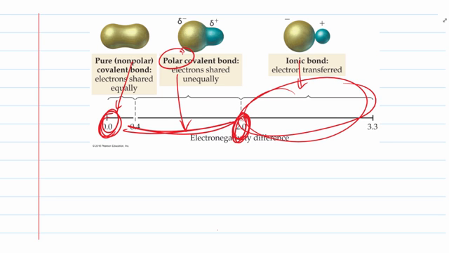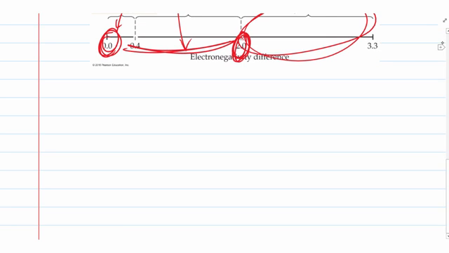So what we're going to do from here then, turns out that the polarity of bonds is not the most important thing. What's most important actually is the polarity of molecules. And so we're going to distinguish between molecules that are polar and nonpolar.